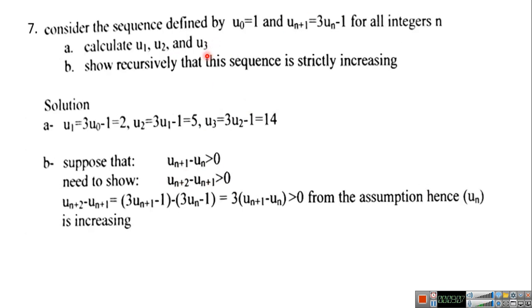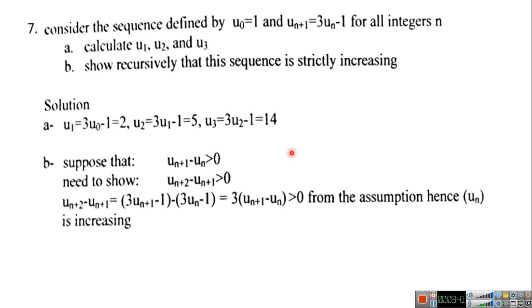Here the same thing, calculate u1, u2, u3, show recursively that this sequence is strictly increasing. This is a recursive. So for u1, u0 is 1, for u1 you're taking n to be 0, 3 u0 minus 1, so 3 minus 1 is 2. After u1 you have u2, you're taking n to be 1, so 3u1 minus 1, since u1 is 2, 3 times 2, 6 minus 1 is 5, and so on. So as you can see, it's increasing.